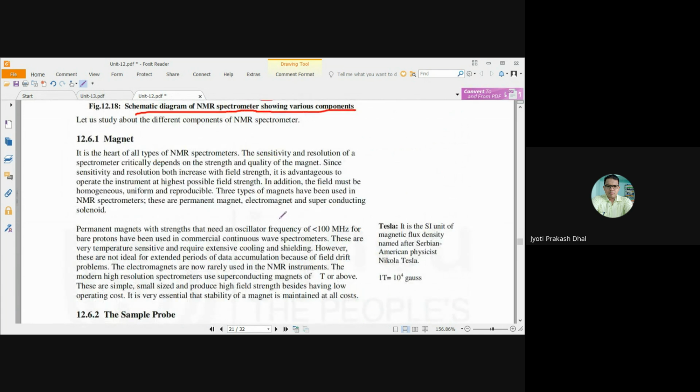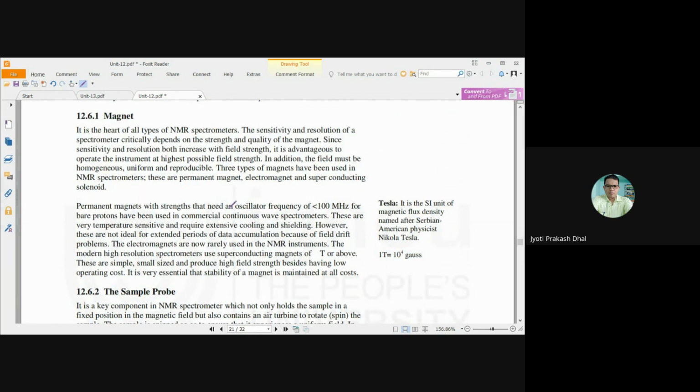So the first one is the magnet. In all types of NMR spectrometer, the sensitivity and resolution of a spectrometer critically depend upon the strength and quality of the magnet. Since sensitivity and resolution both increase with increase in field strength, it is advantageous to operate the instrument at the highest possible field strength. In addition, the field must be homogeneous, uniform, and reproducible. Three types of magnet have been used in NMR spectrometers. These are permanent magnet, electromagnet, and superconducting solenoid magnet.